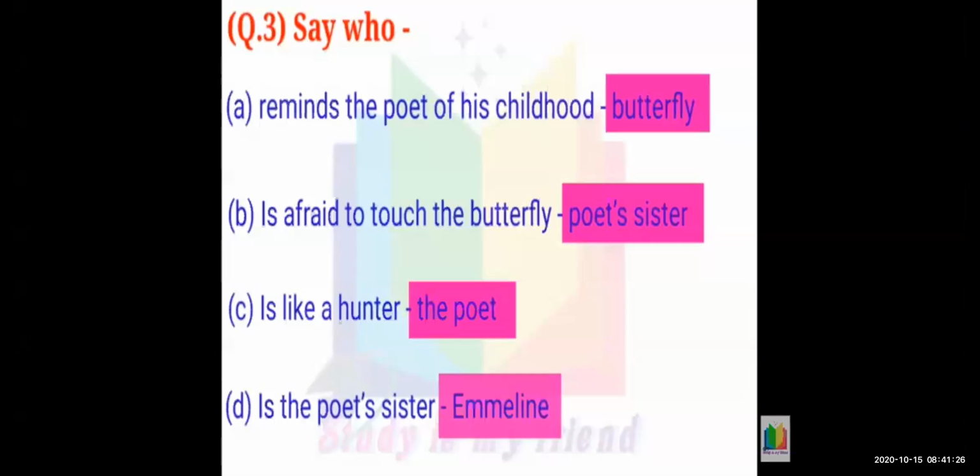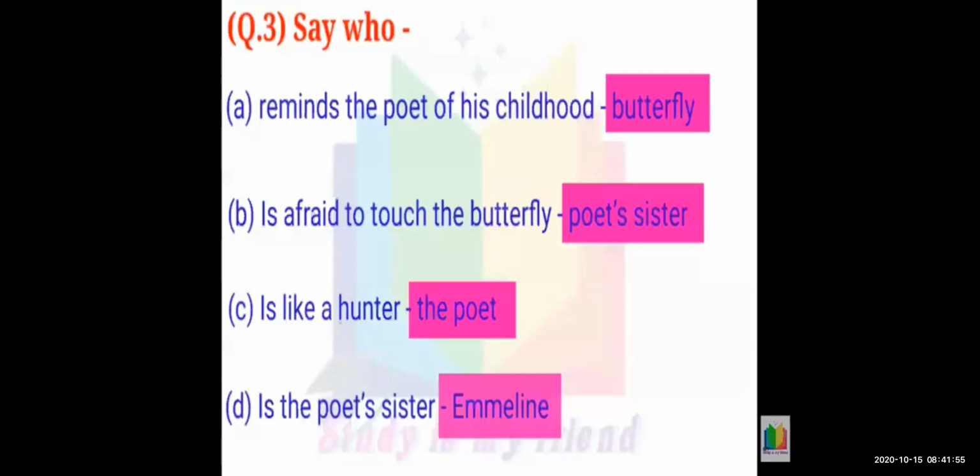The poet is describing what, for these words, is like a hunter. The poet. Is the poet's sister, Emmeline. Emmeline is the name of the poet's sister. She is afraid to touch the butterfly. She is very fond of butterflies.